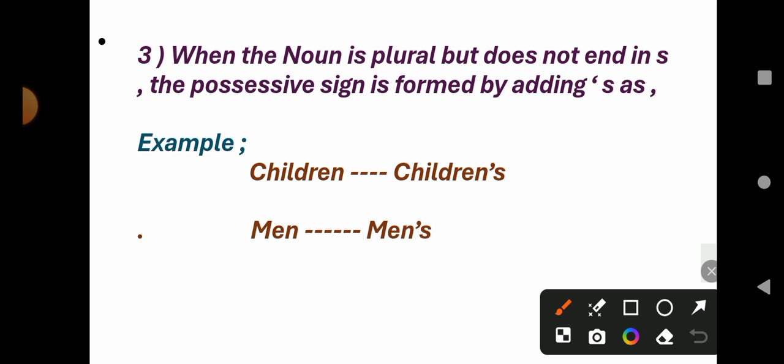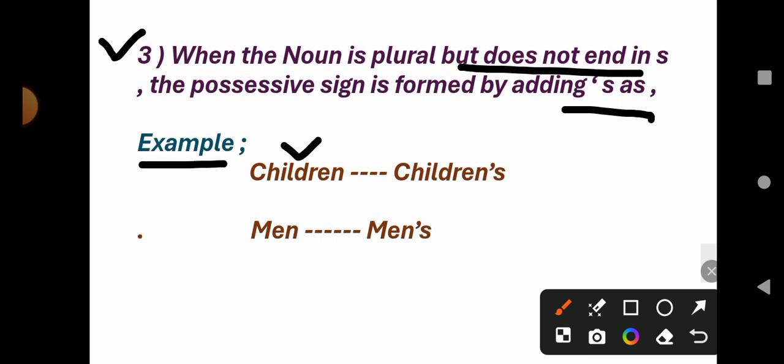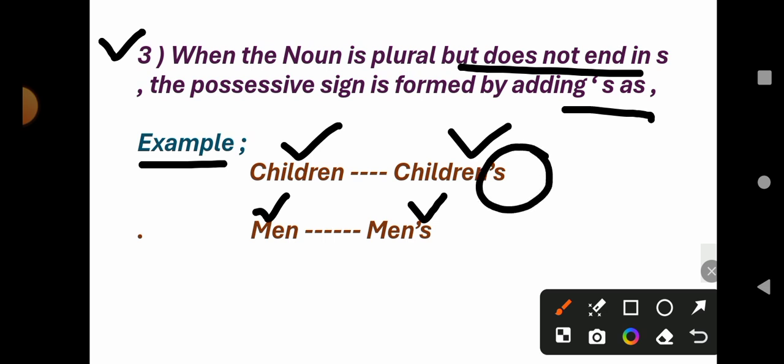The third rule is, when the noun is plural and does not end in s, the possessive sign is formed by adding 's. For example, children, children's; man, man's. The reason for adding 's is to indicate possession or ownership. This rule applies to most plural nouns that do not end in s.